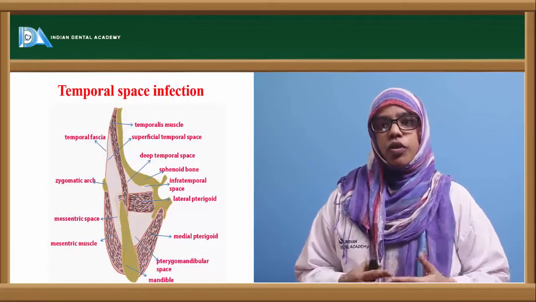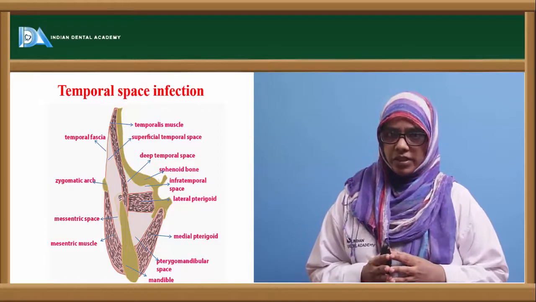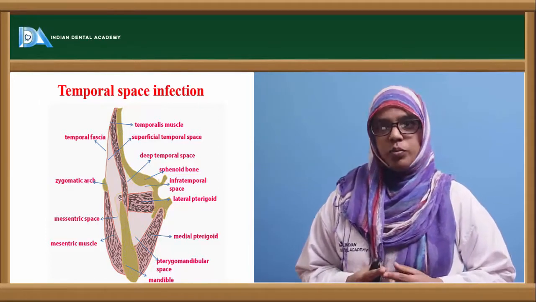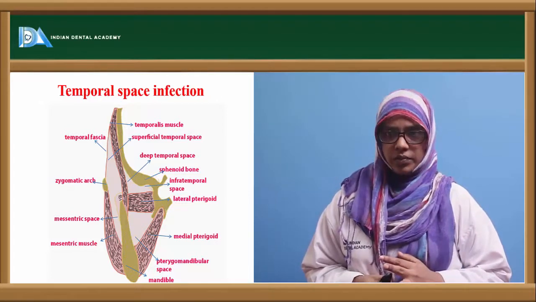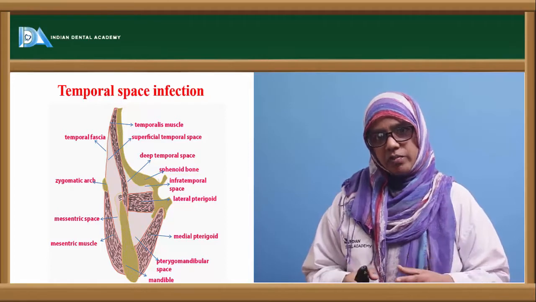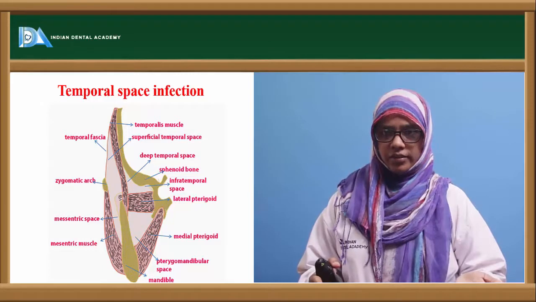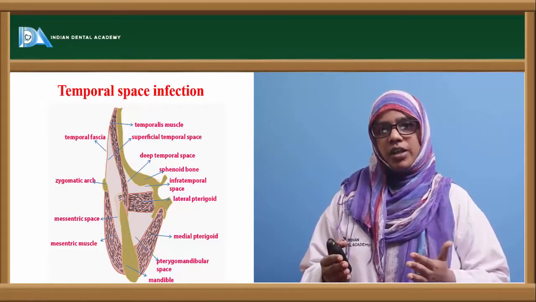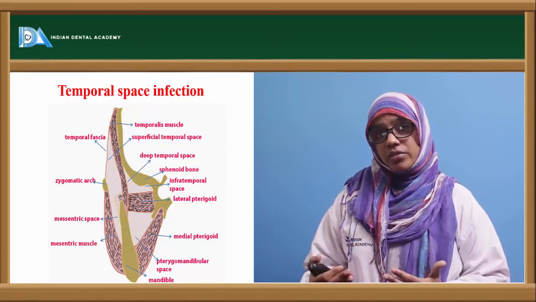Then you move on to the temporal space infection. Temporal spaces are of three types: superficial temporal space, deep temporal space, and infratemporal space. The superficial temporal space is basically a space between the temporalis muscle and the skin. And it communicates with the buccal space infection through the buccal pad of fat and masseteric space infection through the loose areolar tissue.